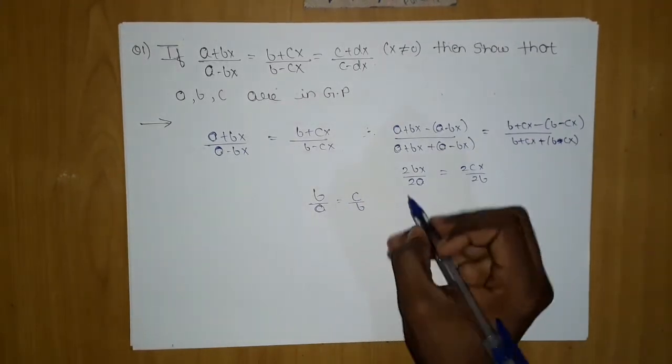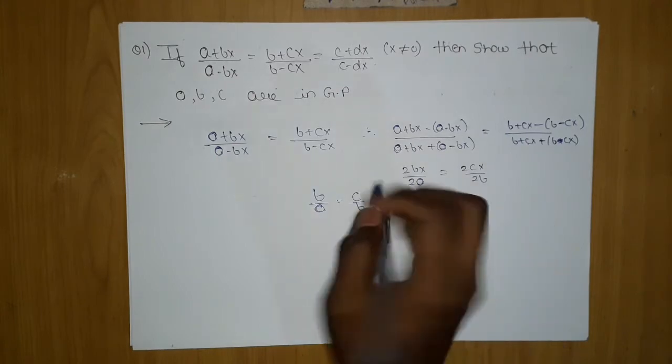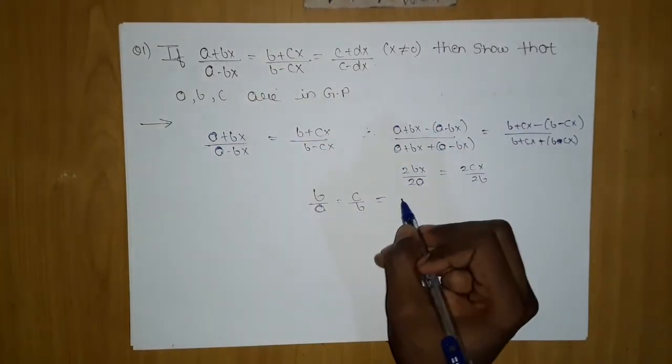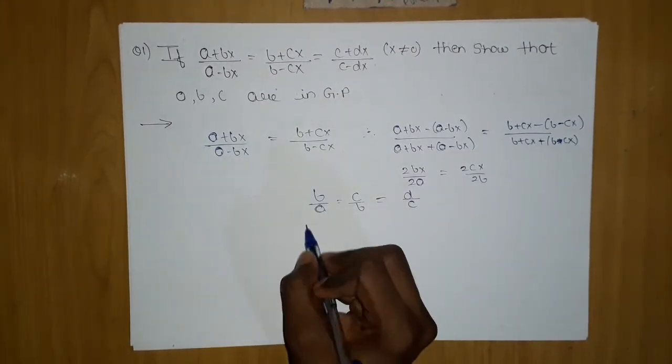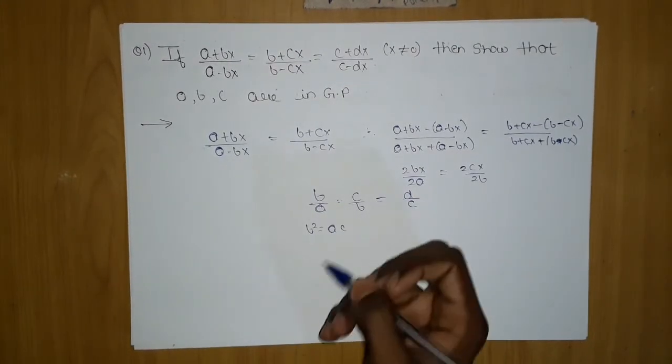If you simplify this, what you will get? Similarly, if I compare these two, what should I get? This will be d upon c, like that. Now if I take any two, b square is equal to ac.